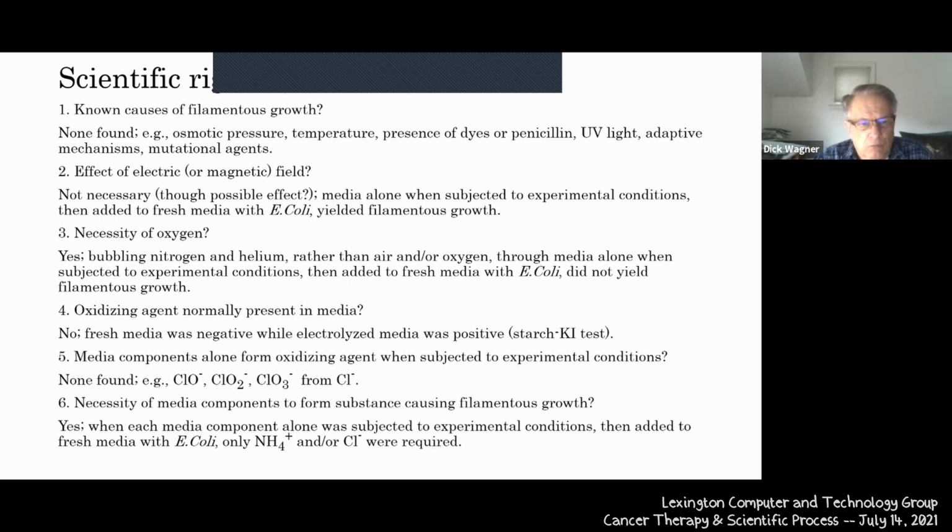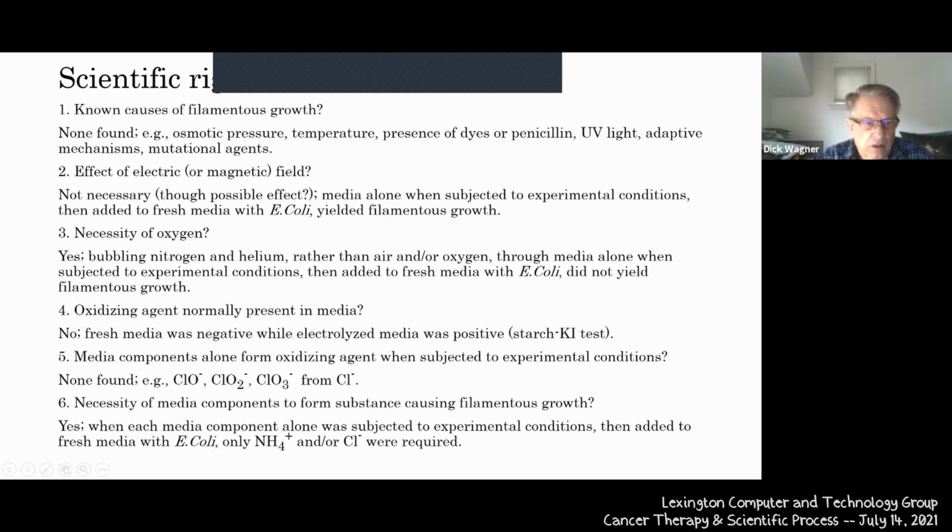Anyway, at the time Barney and Loretta are doing this, it was found pretty early on that the media alone, when subjected to the experimental conditions, in other words, without bacteria, just putting it into a bath, turning on the electronics, letting it go, and then you take that media that had been conditioned by those experimental conditions, add it to E. coli, you've got filaments forming. So there's something that was in that solution that caused the filaments.